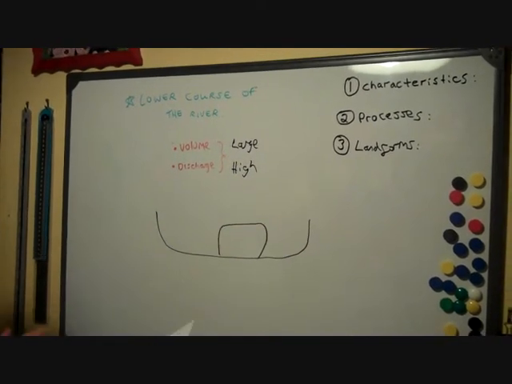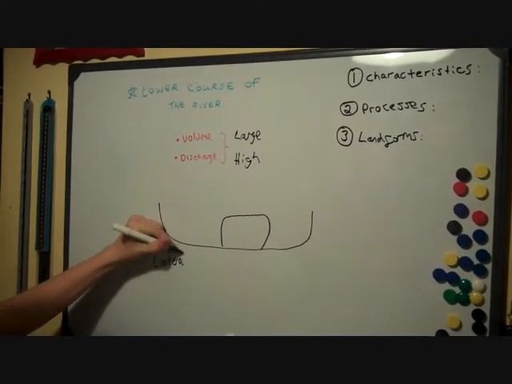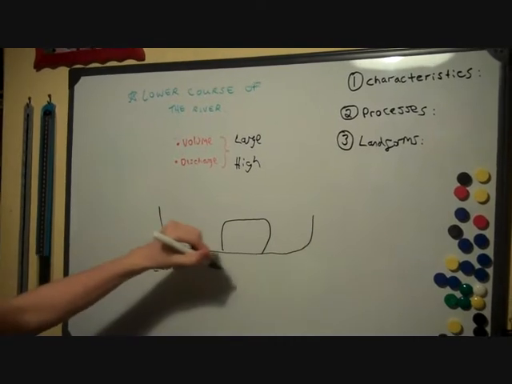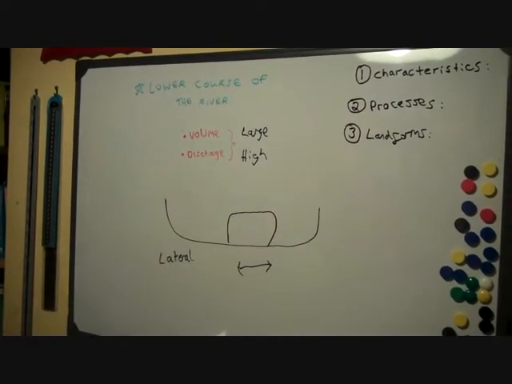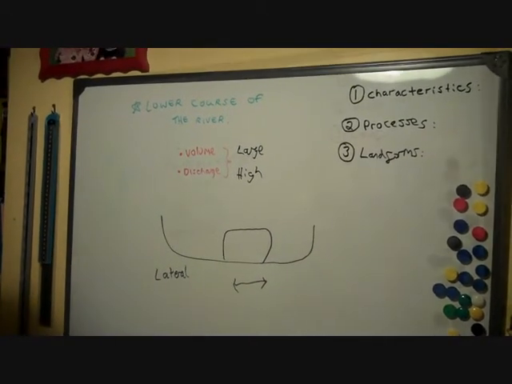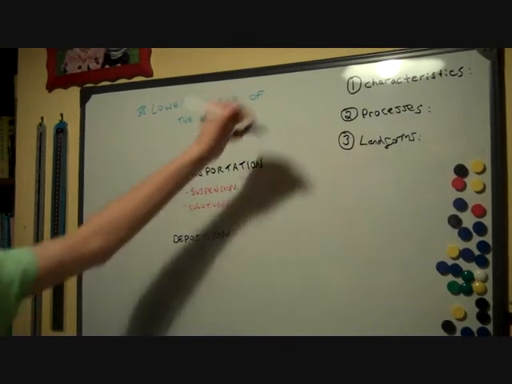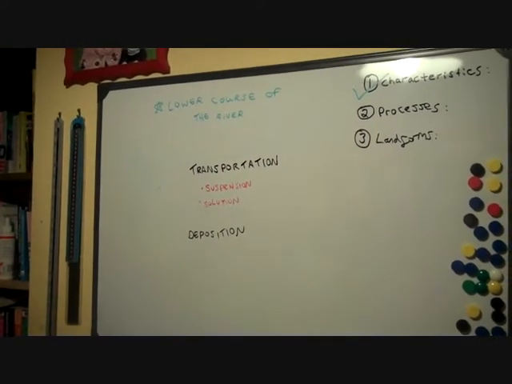The main erosion here is lateral. And lateral erosion is sideways. So you have erosion here and erosion here. Often, the river will also meander throughout the floodplain. Okay, hopefully you should now have a sound understanding of the characteristics of a river in the lower course.